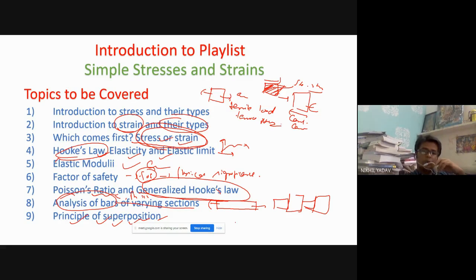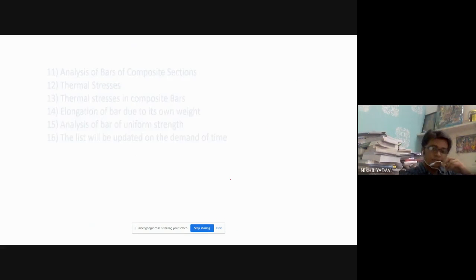Then we will find out what the principle of superposition is. What is that? Suppose we have one bar with different sections inside it, and we have forces acting on it in different ways and of different nature. Then what is the net force acting on each section, A, B, C? That we will see.